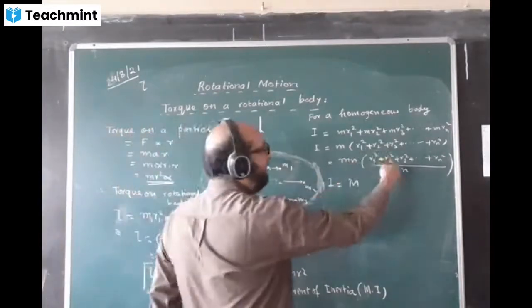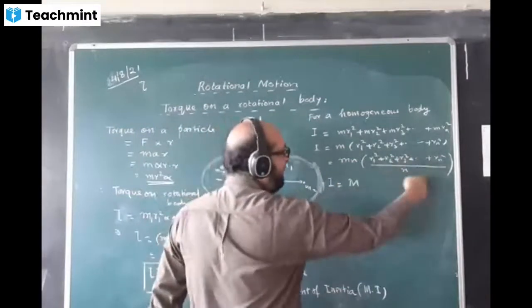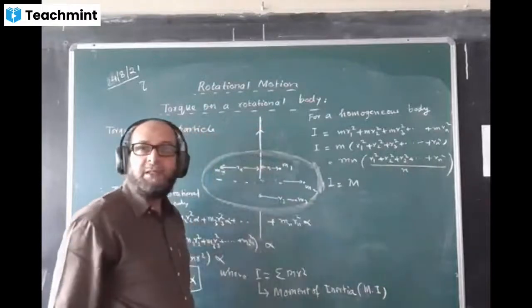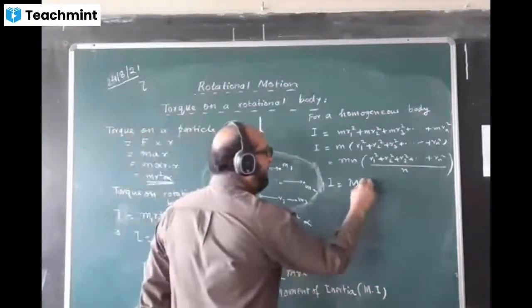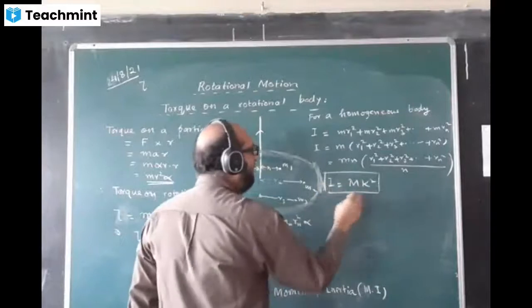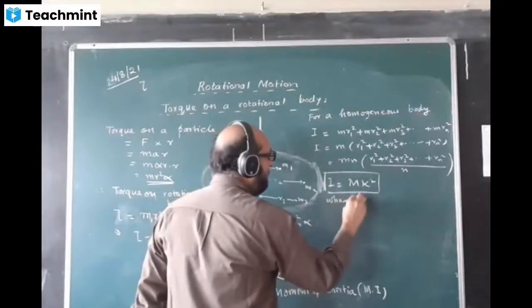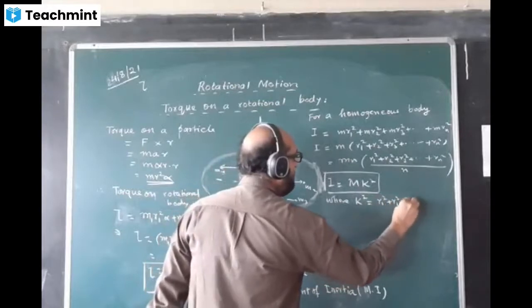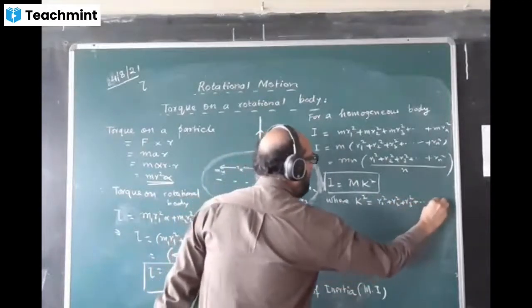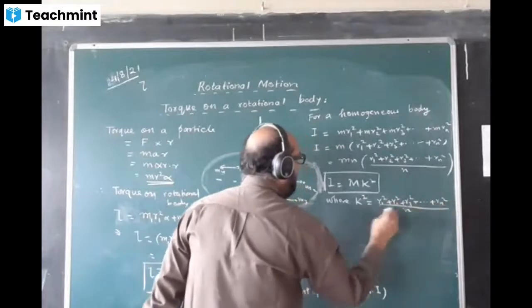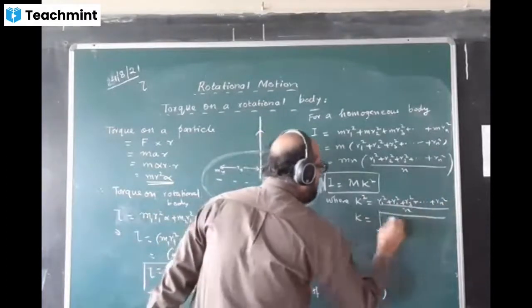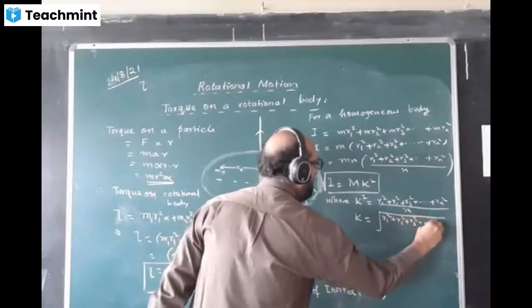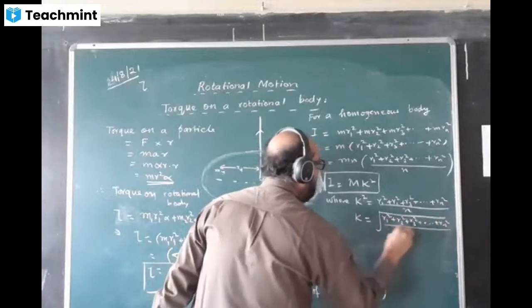This kind of average of the distances is replaced by k square. We have the formula I equal to M k square. You can mention here where k square is equal to r1 square plus r2 square plus r3 square and so on, rn square, by n. Therefore, the k value will be the root of this value: r1 square, r2 square, r3 square, rn square divided by n.